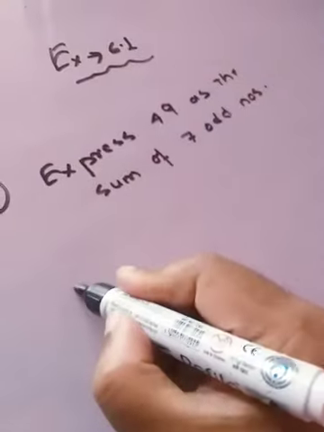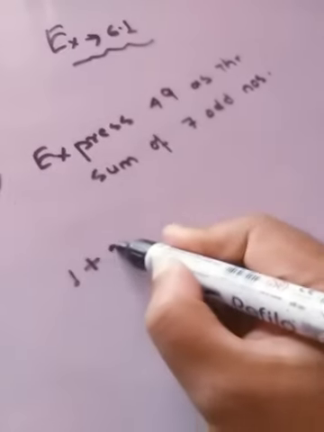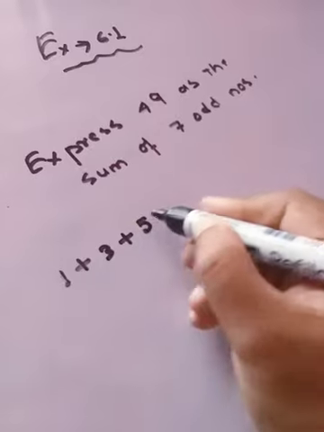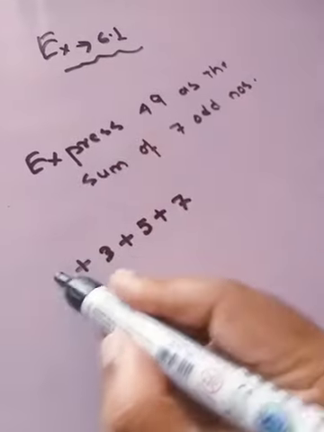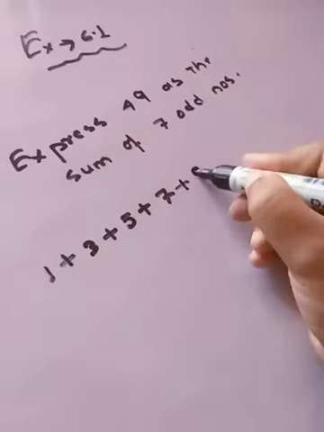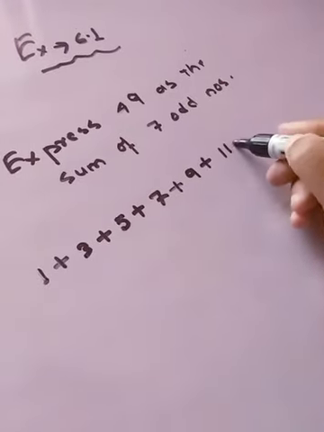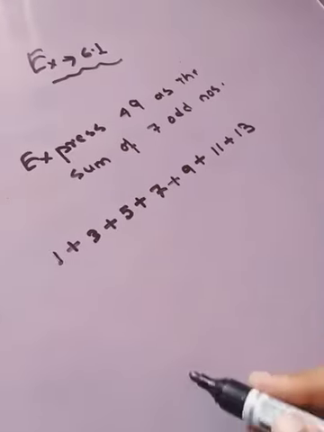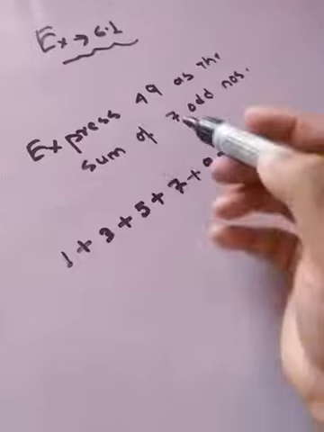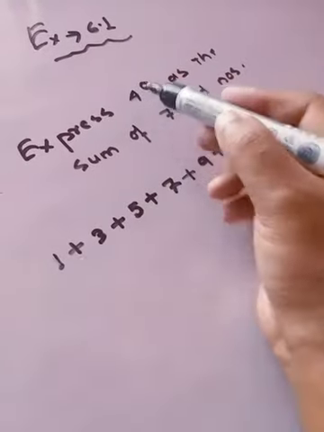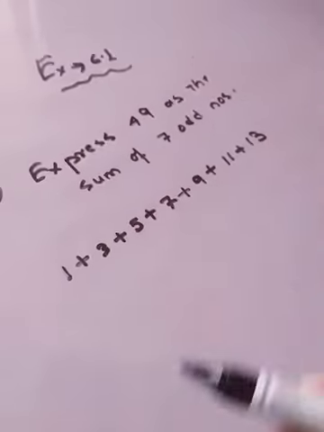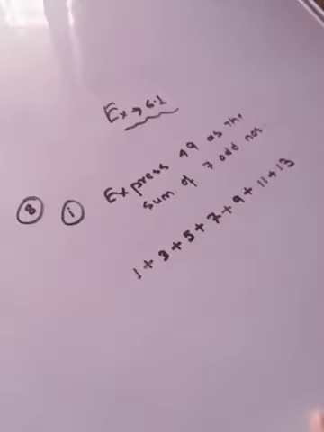So from where do we start? 1, 3, 5, 7. How many odd numbers have we written? 1, 2, 3, 4, 5, 6 and 7. Okay, so this is how you will express 49 as a sum of 7 odd numbers. Just the opposite of question number 7.